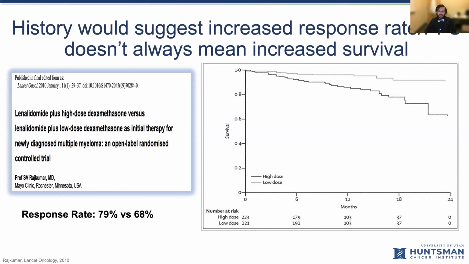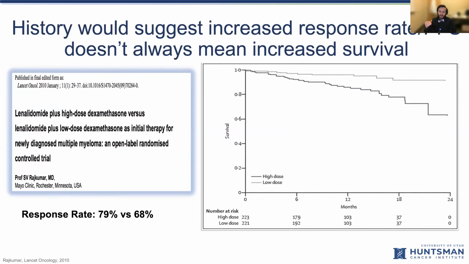Now, we used to use high-dose dexamethasone a long time back. And then it was actually a patient that came to Dr. Rajkumar with this idea. And they compared high-dose dex versus low-dose dex. High-dose dex had a higher response rate. But as you can see on the survival curve here on the right, that high-dose dex killed more people. So response rate does not always mean survival. And I think the same caution applies to MRD.